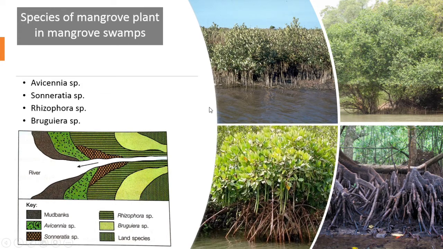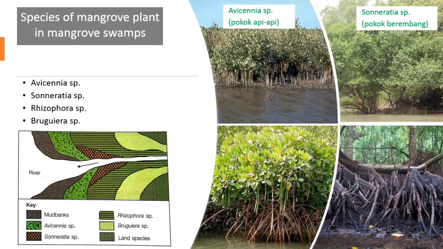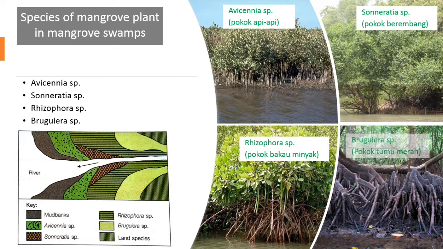We can see Avicennia is the first layer facing the sea, and Sonneratia is the first layer facing the river. The second layer is Rhizophora. The third layer is Bruguiera, and land species at the fourth layer. This is the picture of Avicennia, or in Malaysia we call it pokok api-api. This is Sonneratia, pokok berembang; Rhizophora, pokok bakau minyak; and Bruguiera, pokok tumu merah.